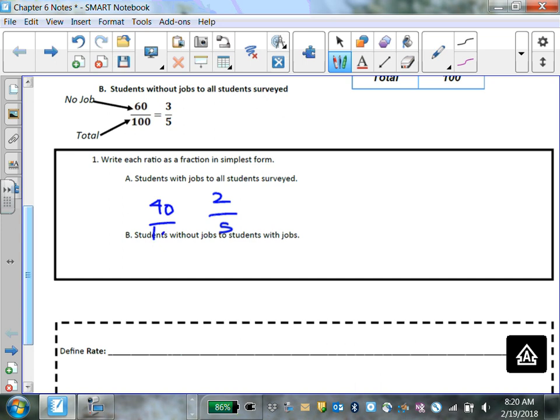40 over 100. Perfect. All right. And then students without jobs to students with jobs. Now I heard someone say, we already did this one. Be careful, it reads differently. So it can seem the same, but it's actually reading differently. Caroline? 60 over 40. 60 over 40, which is also 3 over 2. Yeah. So the reason we don't write 1 1/2 is because we can't really say there's 1 1/2 kids without jobs, students with jobs. Where here we could say for every 3 students without jobs, there's 2 students with jobs. It just makes reading it a little bit easier. Are there any questions about ratio?